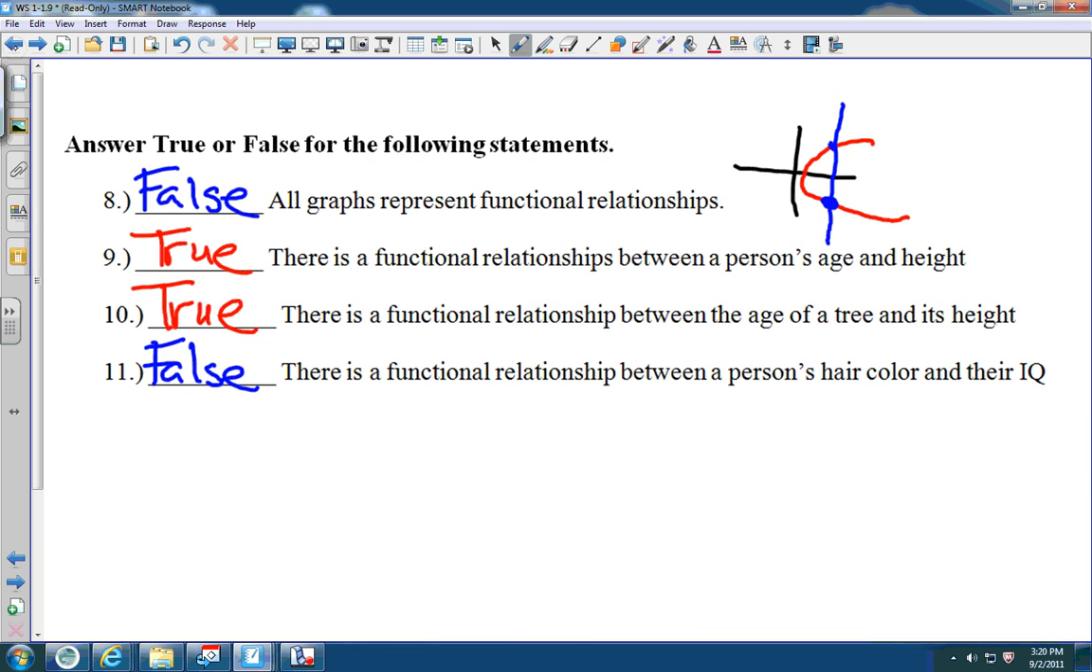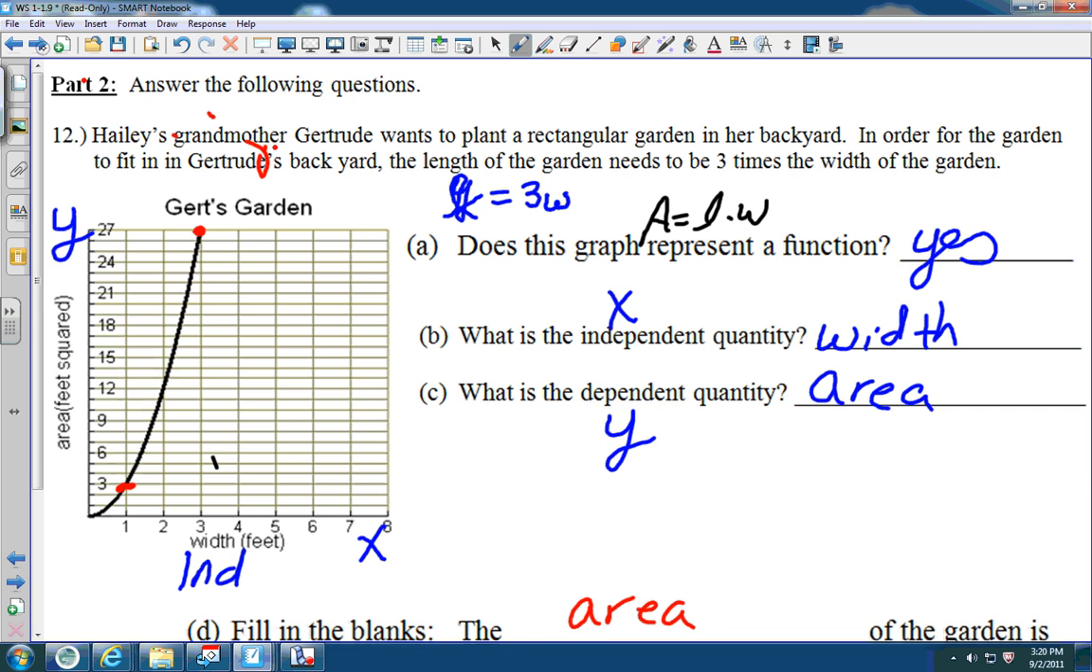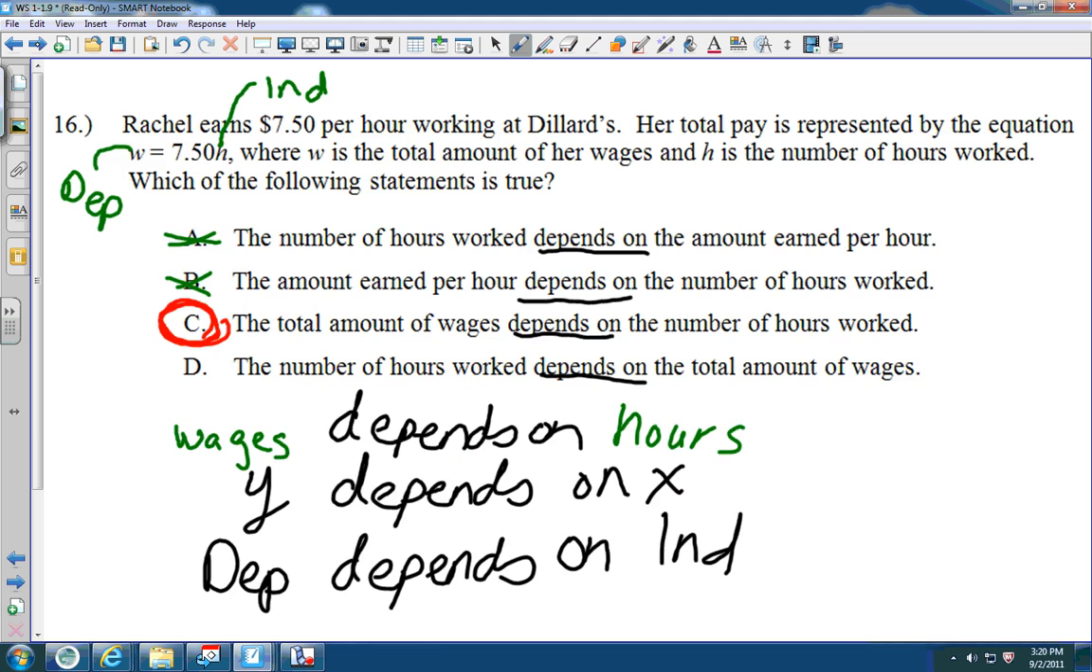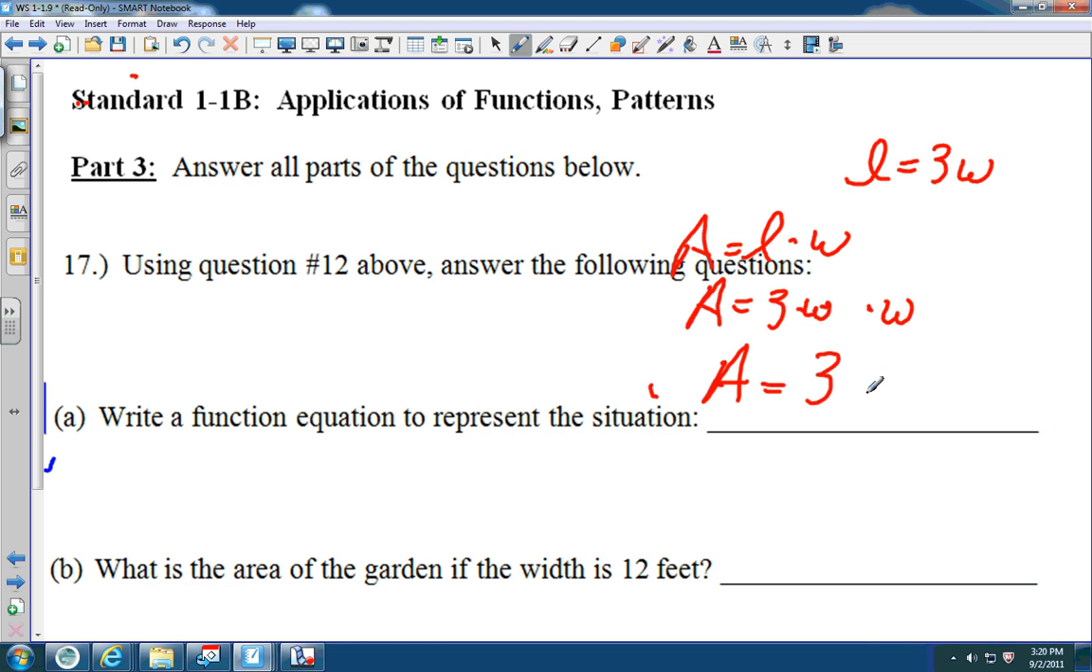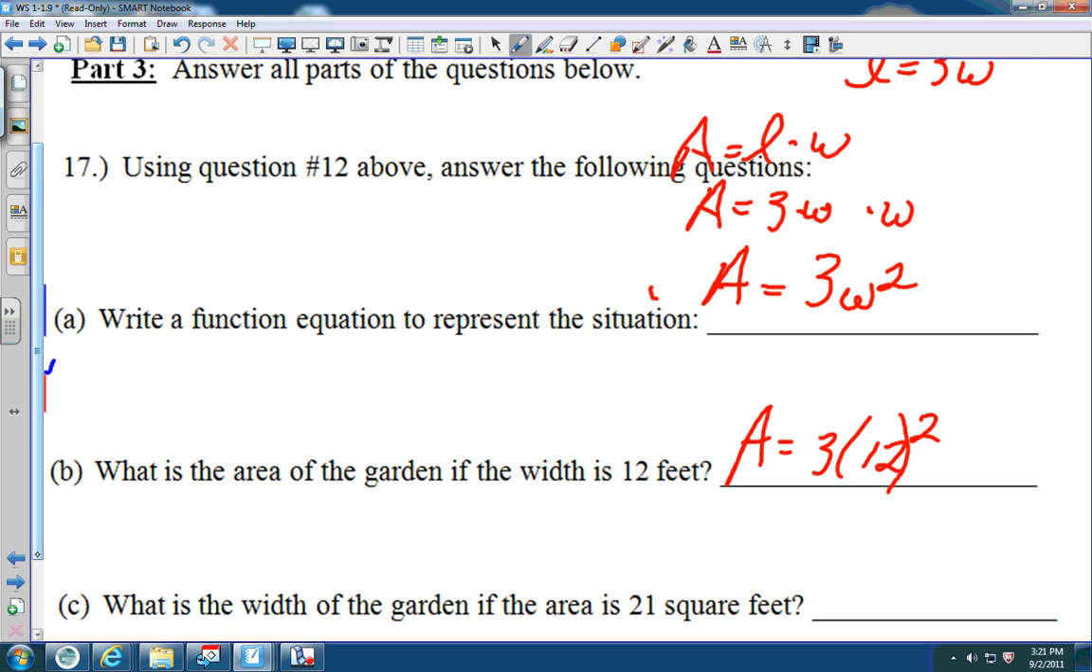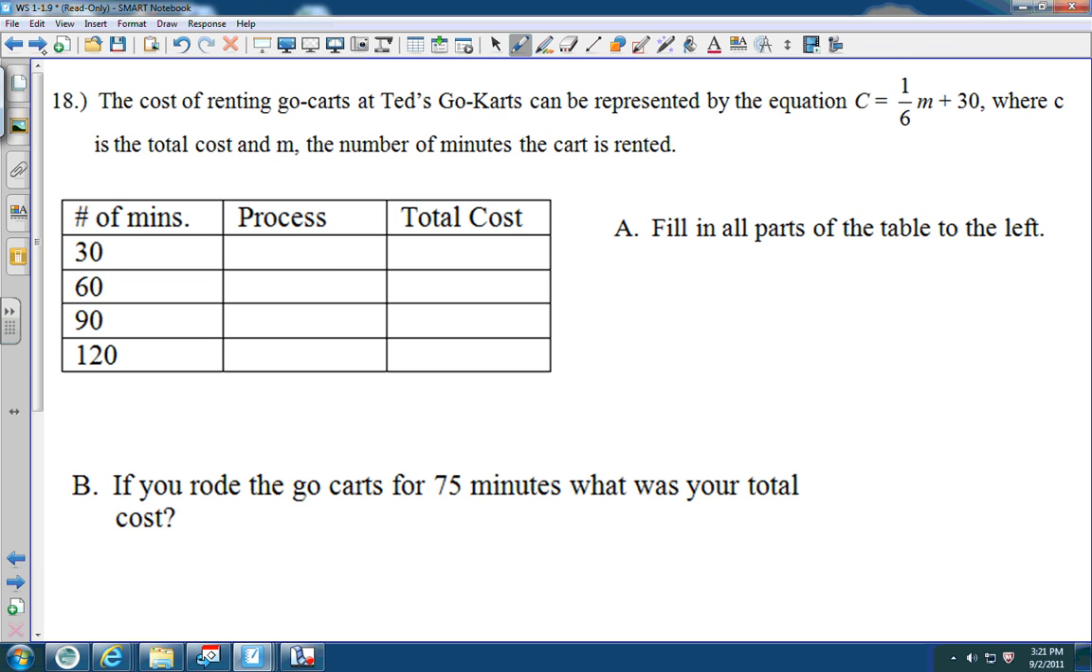Okay, so when we go to write this, 3, then I've got W squared. So to find the area, I have 3 times 12 squared. If you put that in the calculator, I've got 3 times 12 squared, which gives me 432. Okay, now I probably confused some of y'all.